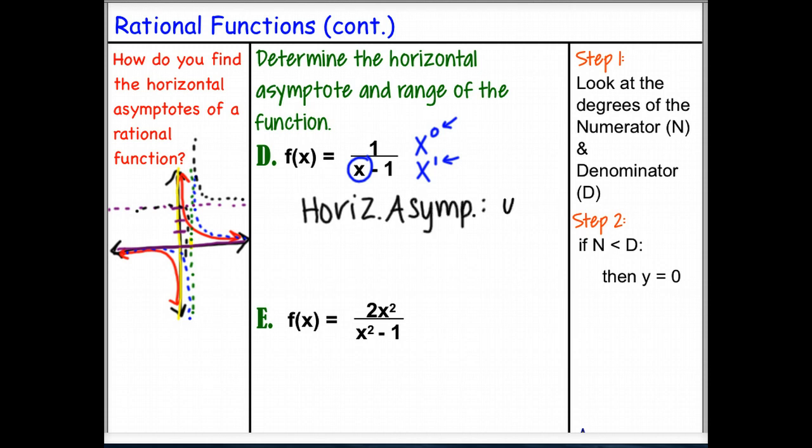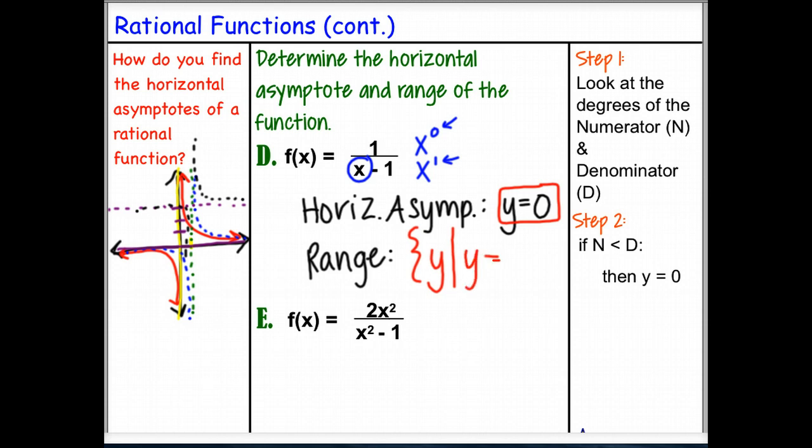Now, the range is going to be written in the exact same format as the domain, except now we're talking y values. So we've got a bracket, and we say that all y values such that we have everything but y equal to 0. So y cannot equal 0 because that is an asymptote where it doesn't touch.